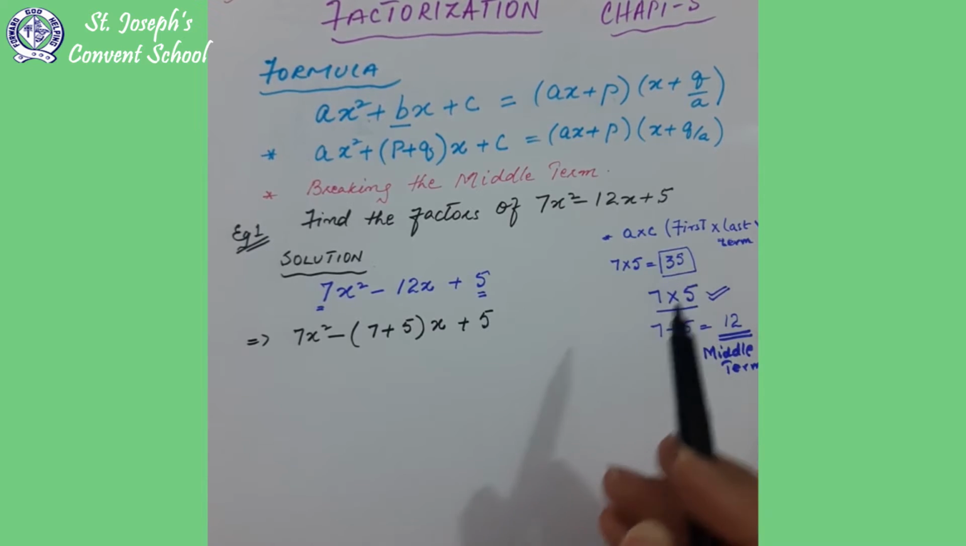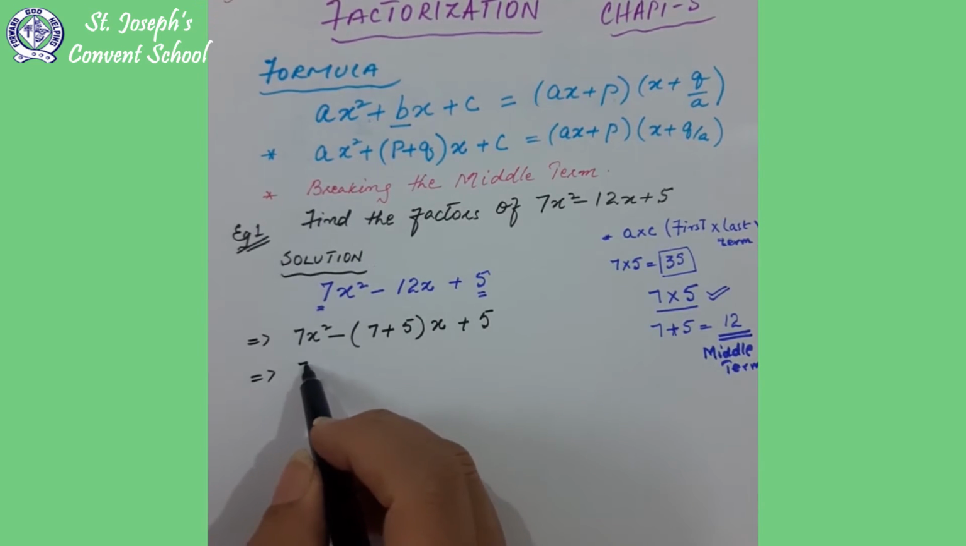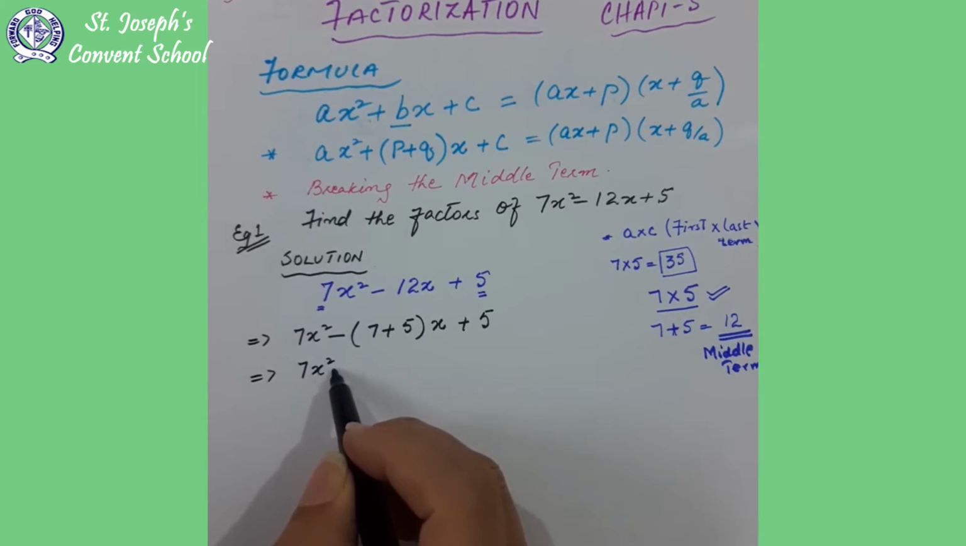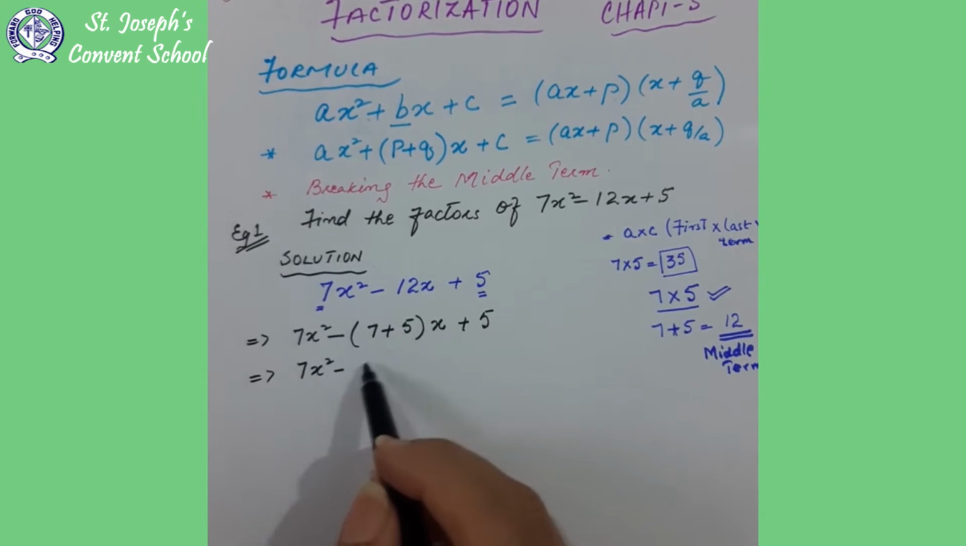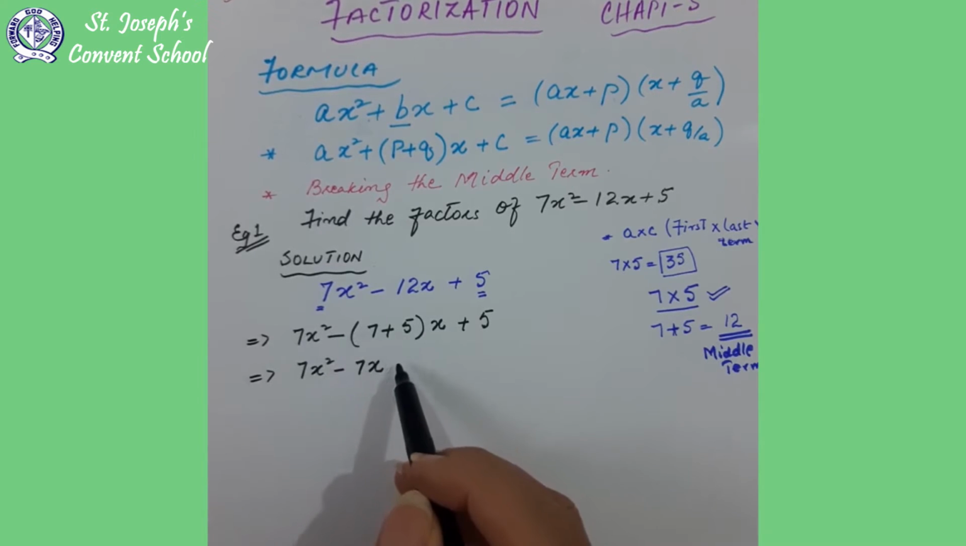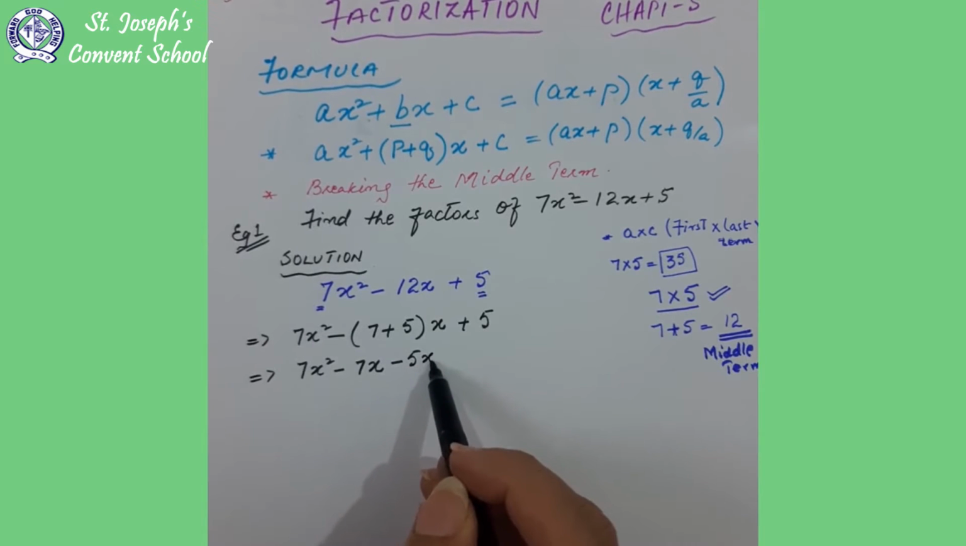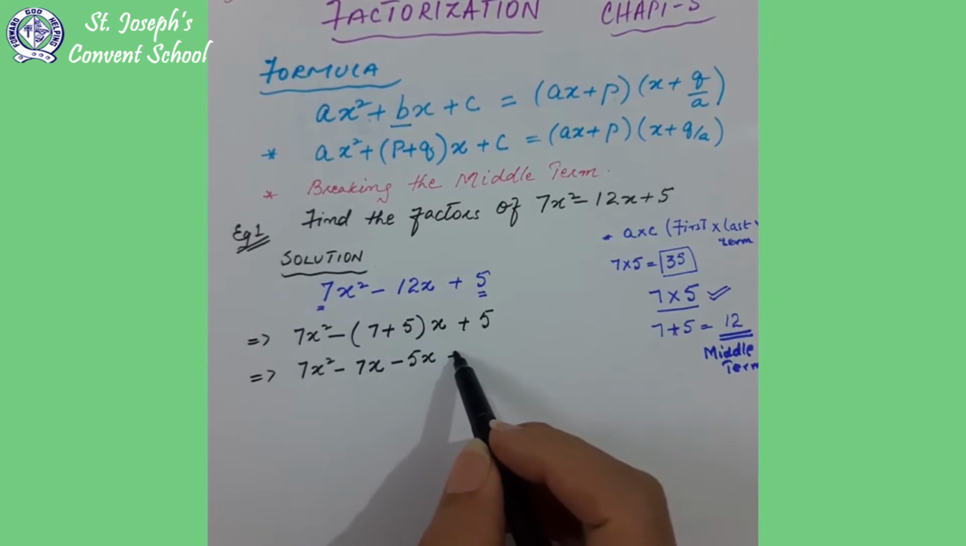Okay, now you will open the bracket, 7x square minus 7 into x, x is multiplying. Okay, then minus into plus is minus, 5 into x is 5x plus 5.